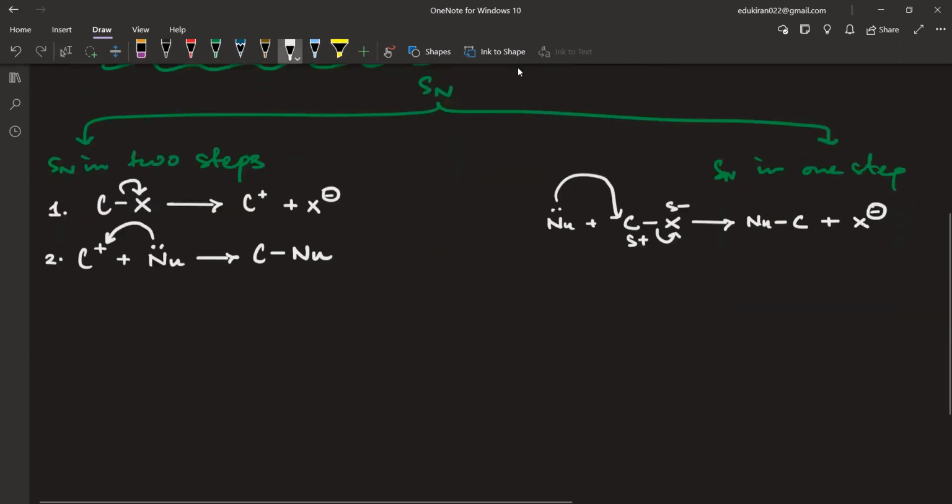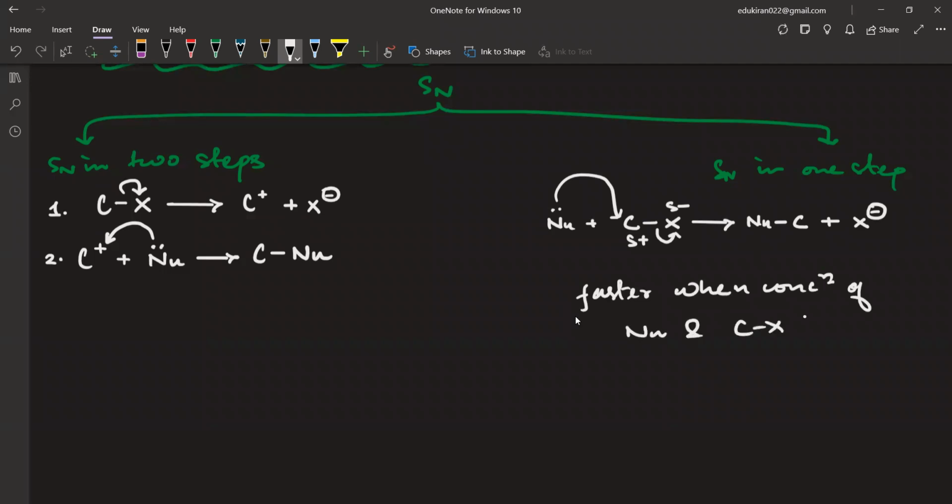Okay. So if I look at this particular reaction, now all of you will answer me. If I talk about the probability of reaction, the nucleophile should be hitting the substrate, right? This is my nucleophile and this is my substrate, the haloalkane. So the nucleophile must be hitting the substrate. What do you think? The reaction will be faster when the concentration of nucleophile and C-X is higher.